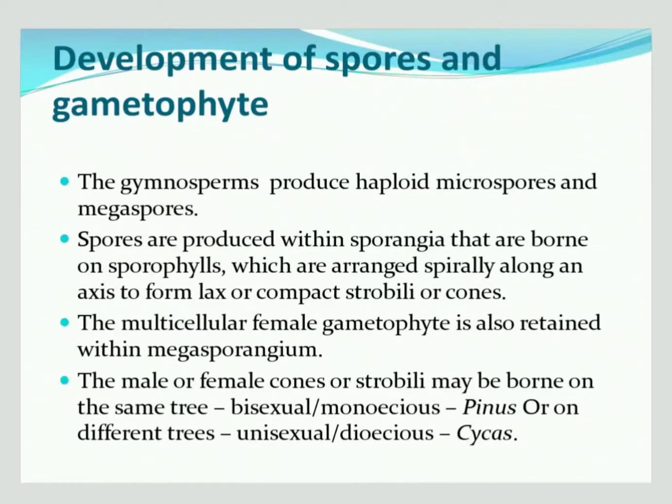The female gametophyte, which is multicellular, is retained within the megasporangium. This is a special character. Male and female cones are present on the same tree or on different trees. If they are on the same tree, we call them monoecious, like Pinus. If they are on different trees, that is, male and female plants are different, then we call them unisexual or dioecious, and we see this in the Cycas plants.